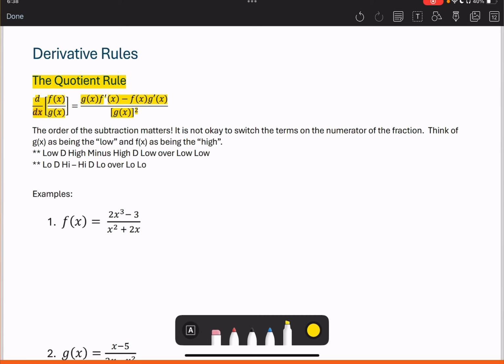So one thing you want to be careful of is the order of the subtraction matters, okay? I cannot switch the order of how I'm subtracting those terms on the top. So you have to be very careful that you actually remember this exact formula. You don't want to be switching things around on the top of the fraction. And what we're going to do is think of the g of x as being the low because that is what's in the bottom of that fraction. And then we're going to think of the f of x as being the high because that's what's in the top of that fraction, okay?